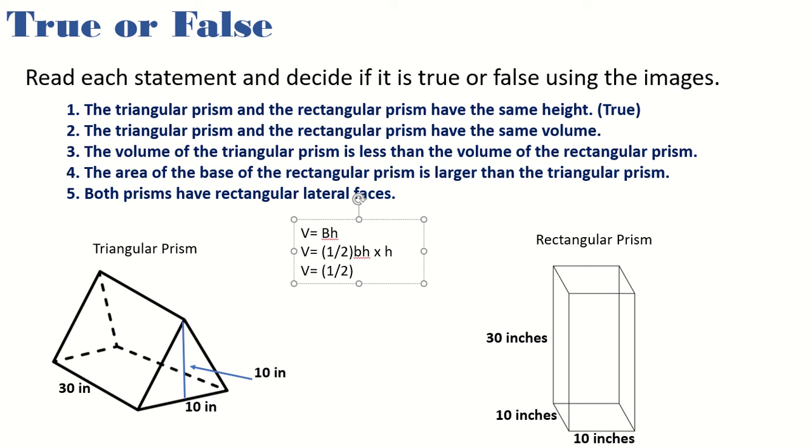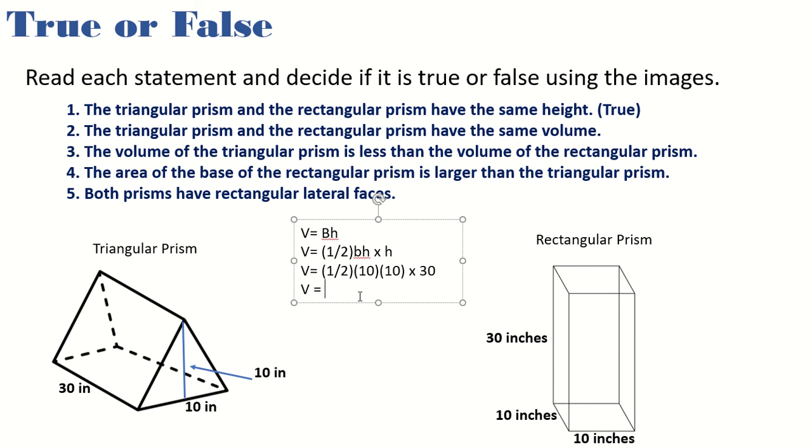So the base of this triangle is 10. And the height, I'm just going to go ahead and put all this stuff in parentheses. And the height is also 10. But remember, the height of the prism is different from the height of the base, okay? The height of the prism here is 30. Okay, so let's go ahead and find the area of the triangle first. So the area of the triangle is 1/2 times 10 times 10. Well, y'all know 10 times 10 is 100.